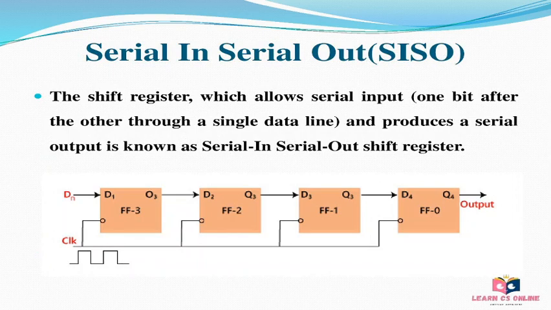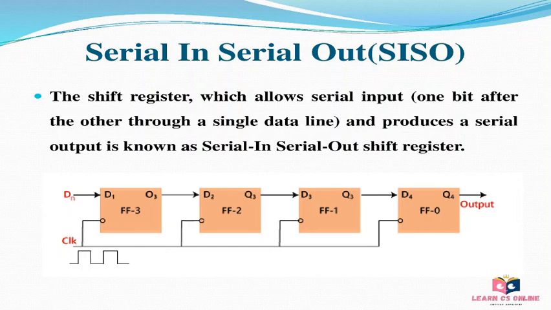The shift register which allows serial input and produces serial output is known as a serial in, serial out shift register. The block diagram of serial in, serial out is shown here. Initially, all the flip-flops are set in reset condition. That is, output Q3 equals Q2 equals Q1 equals Q0 equals 0.